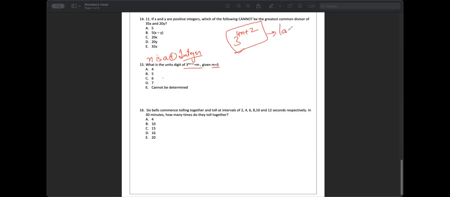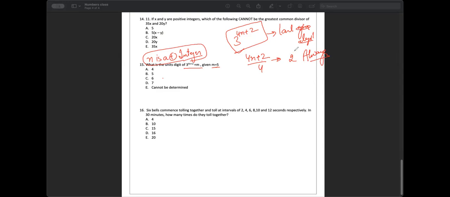What will be its last digit? How do we get that? We divide the power by 4 and see what is the remainder. 4n plus 2, the remainder will be 2 always. Doesn't matter what is the value of n, given that n is a positive integer.